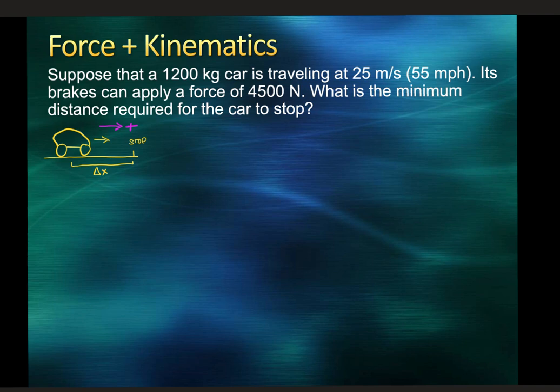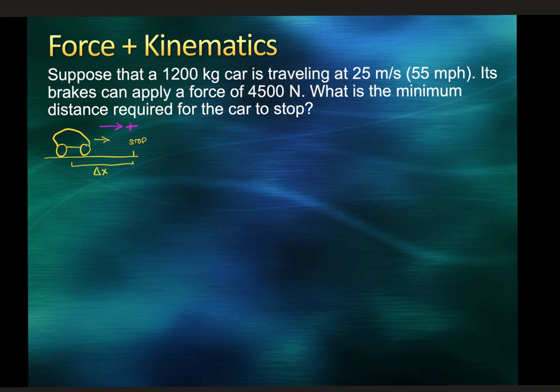Okay, so before we can start to actually integrate kinematics into what we are learning about free body diagrams and Newton's second law, let's take a minute and review kinematics quickly. So here we have a car traveling at 25 meters per second, and it's apparently going to brake to a stop. When it does that, it can apply a force of 4,500 newtons. And what we're looking for is the minimum stopping distance. What's the minimum distance required for the car to stop?